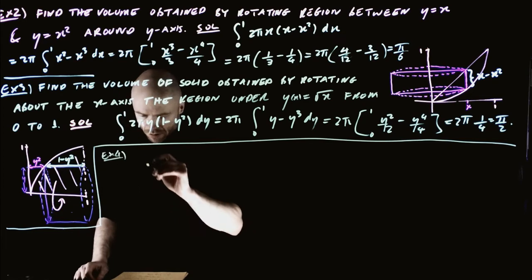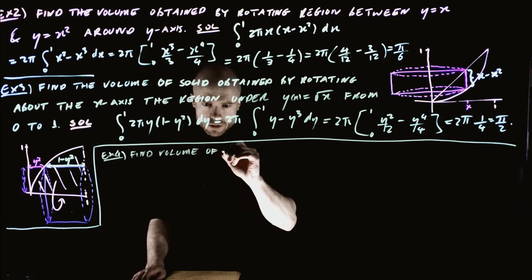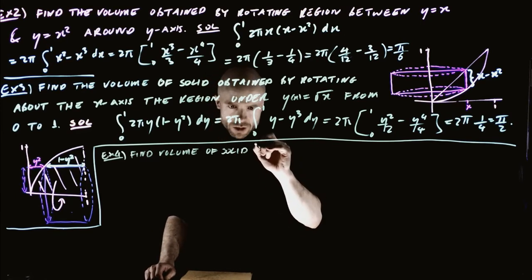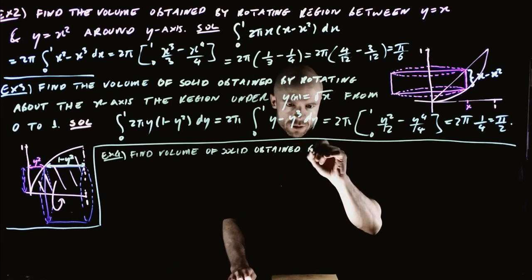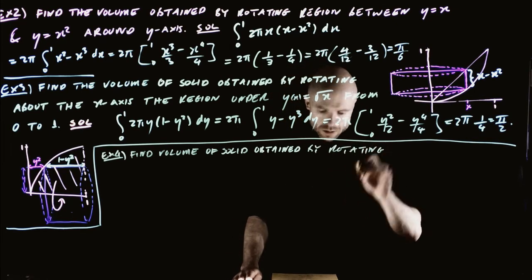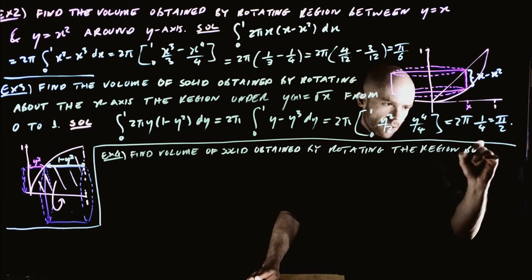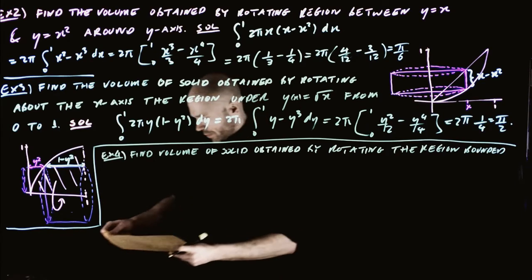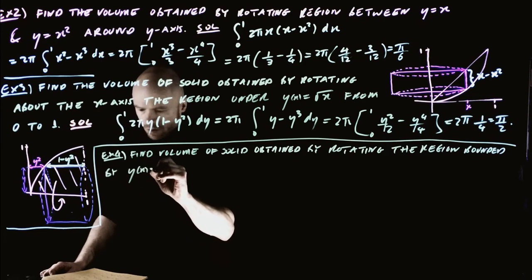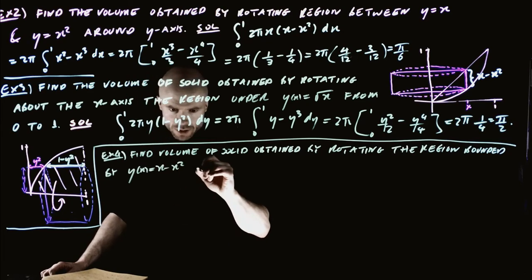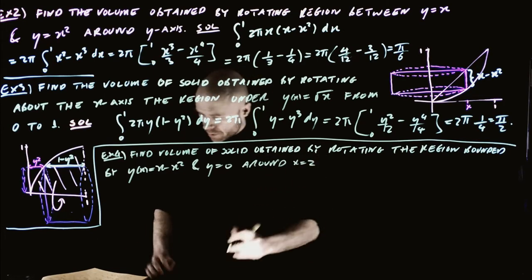Example 4. Find the volume of the solid obtained by rotating the region bounded by y of x is x minus x squared, and y equals 0 around x is equal to 2. Okay.